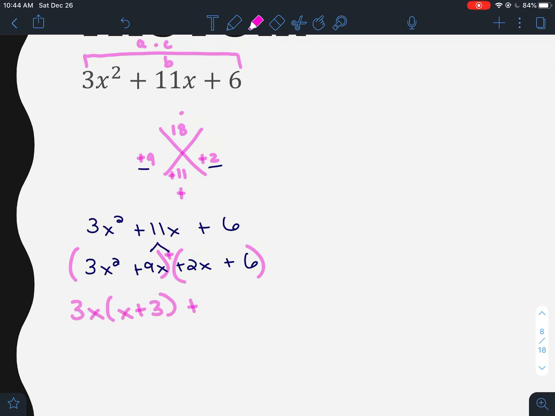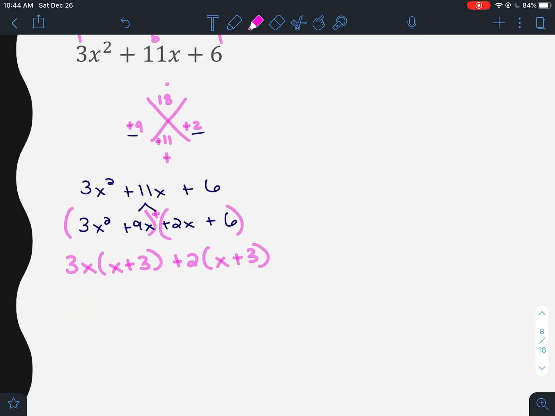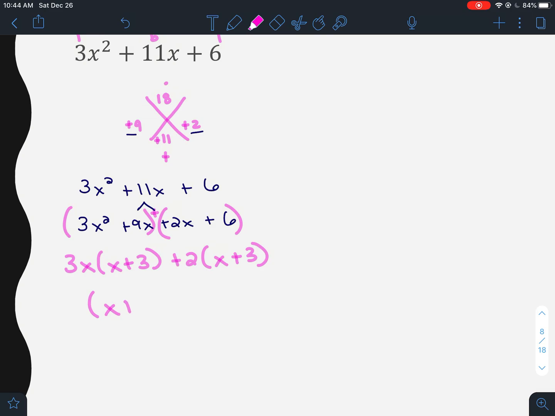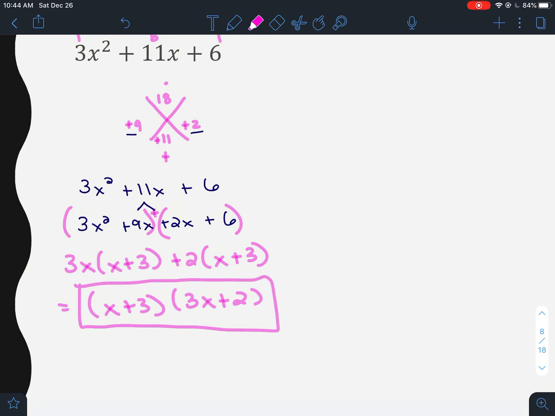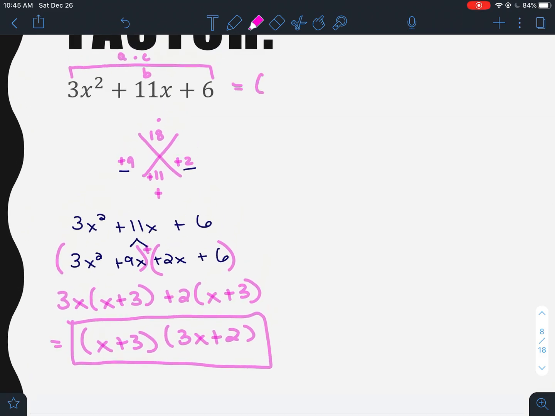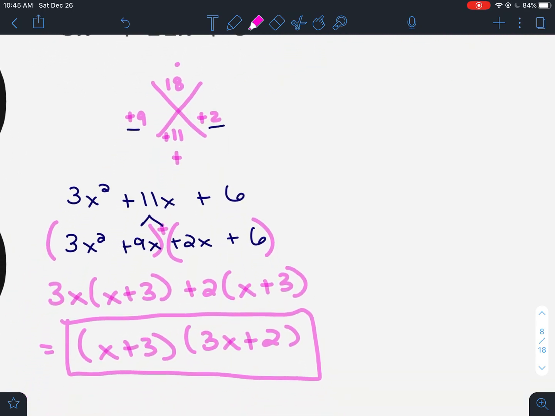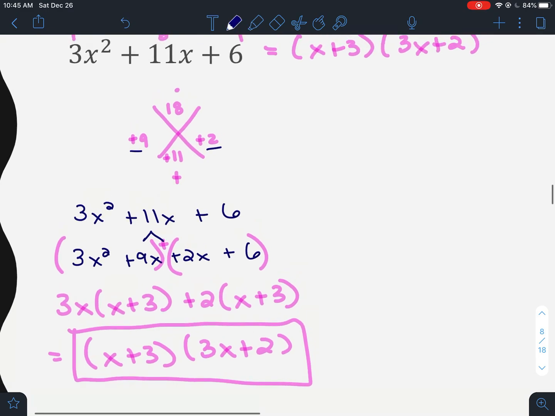And we would pull out the 3x, and we would have x plus 3. Pull out the 2, and you would have x plus 3. And now notice those two parentheses are the same, so we can factor out the x plus 3, and we are left with 3x plus 2. And so that problem would factor into x plus 3 times 3x plus 2.